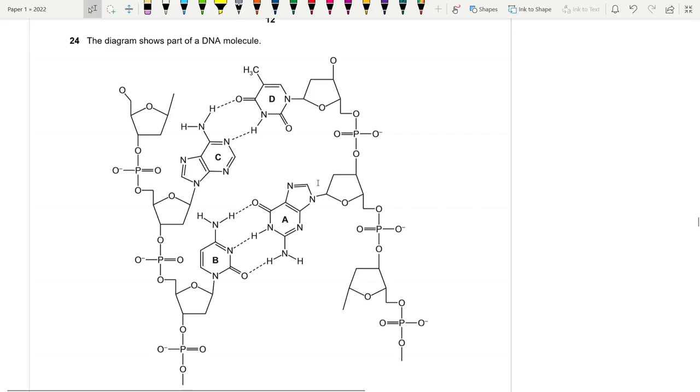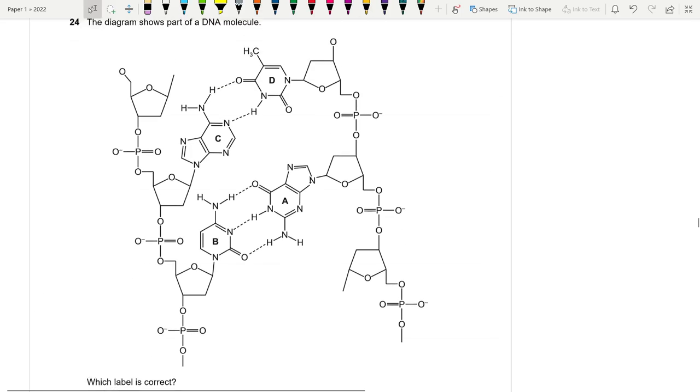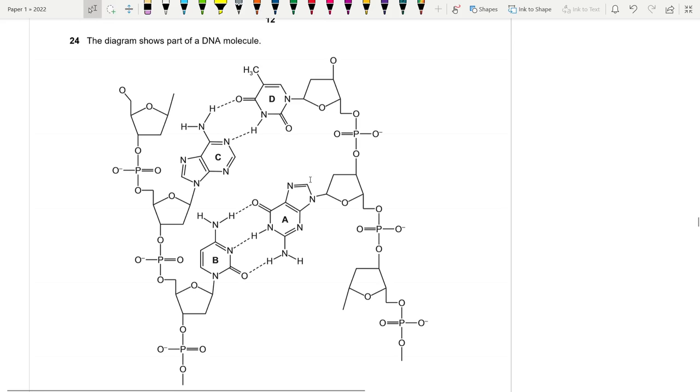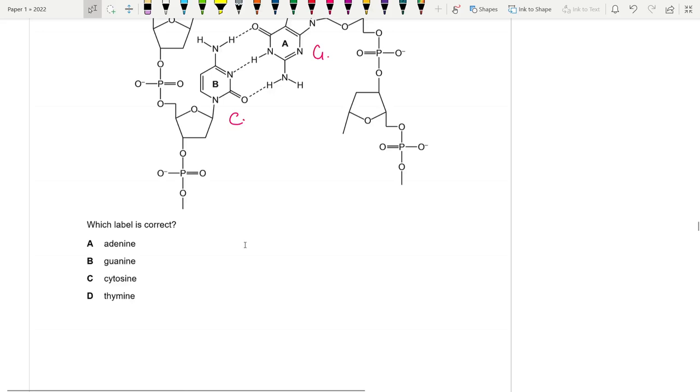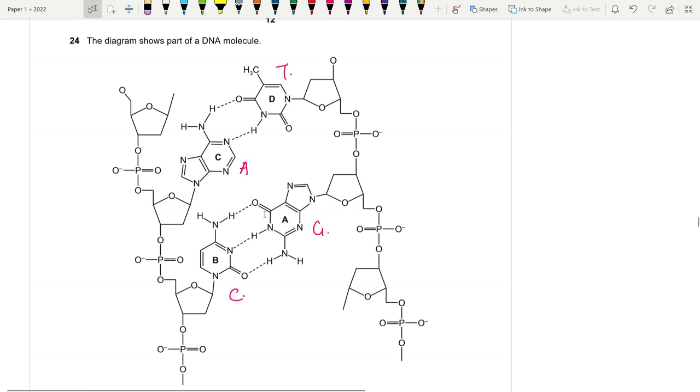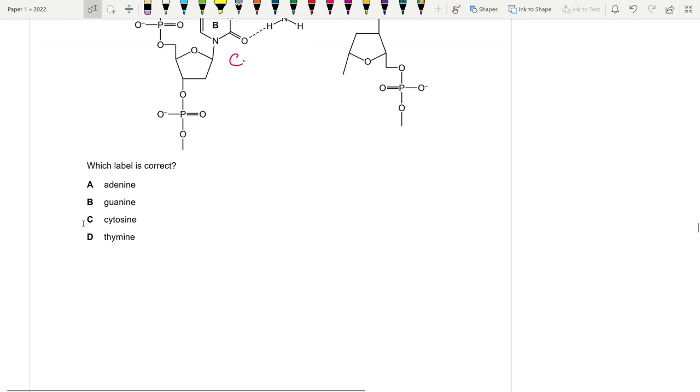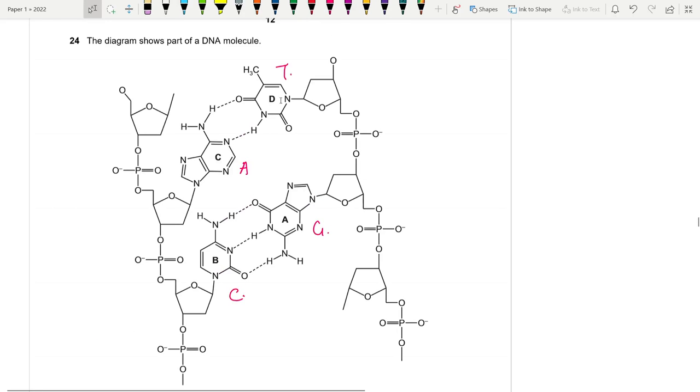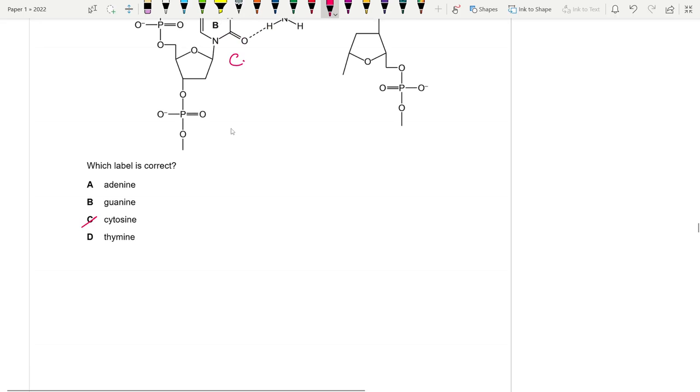The diagram shows part of a DNA molecule, which is labeled correctly. Remember, purines have double ring structures: adenine and guanine. So, double ring with triple bond, that's guanine. Single ring with triple bond, that's cytosine. C is a double ring purine, this is adenine. D is a pyrimidine, that's thymine, which is labeled correctly. C is adenine, so C is wrong. D is thymine, D is correct.